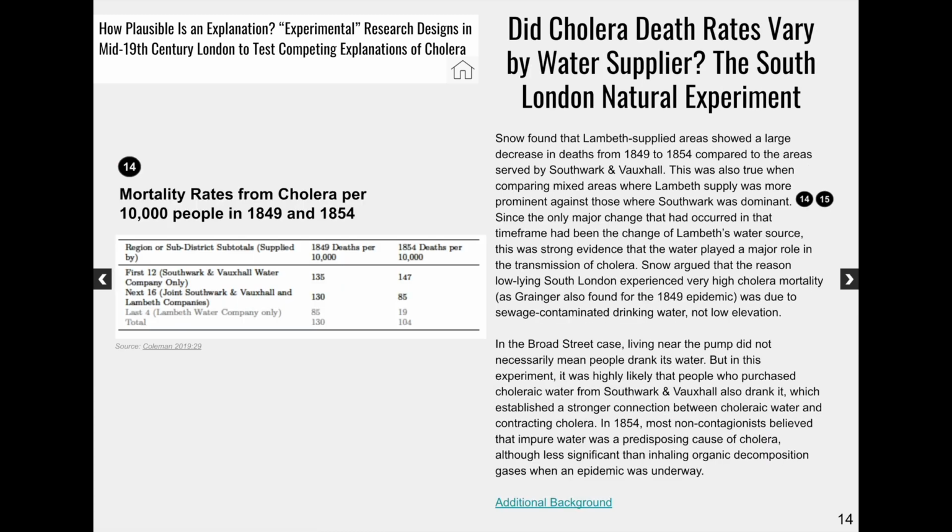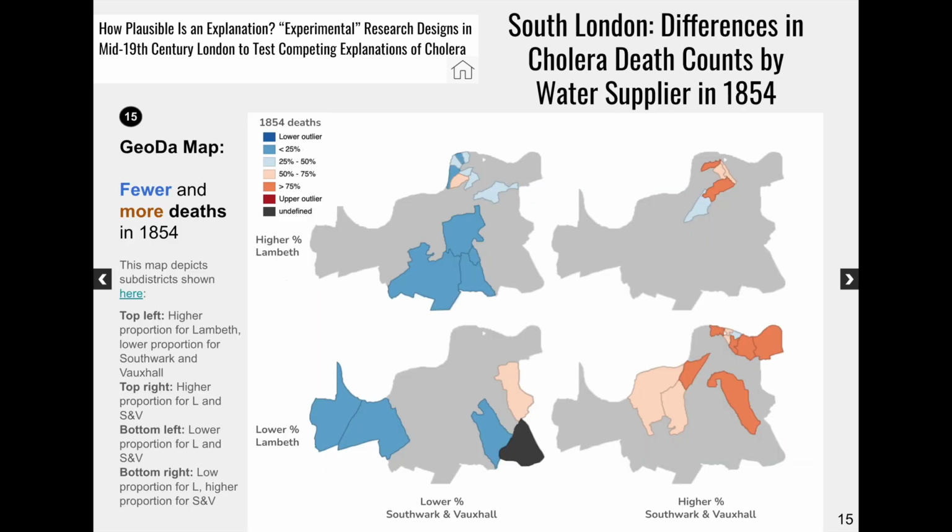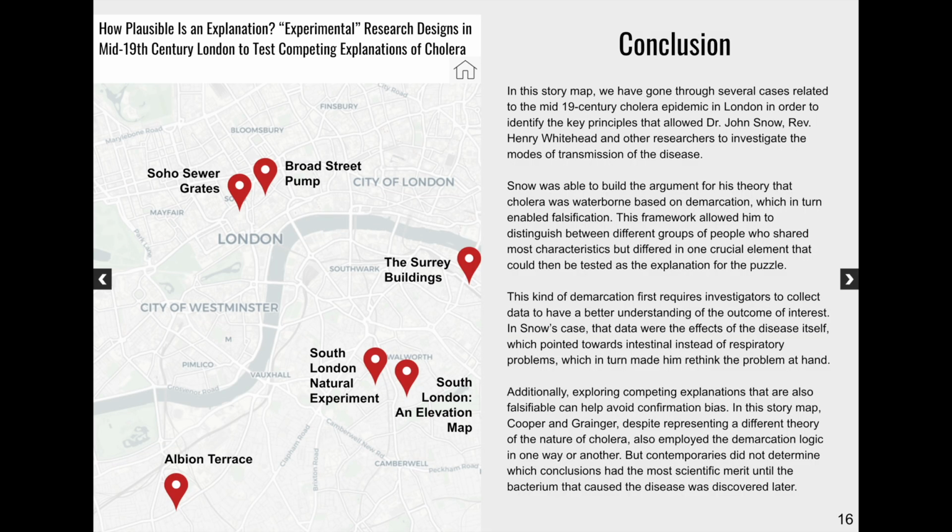From our perspective today, the way in which Snow was able to build a compelling case for his waterborne theory of cholera was based on demarcation, which allowed him to investigate deaths from cholera among people who differed in one crucial element that could then be tested as the explanation for the puzzle.